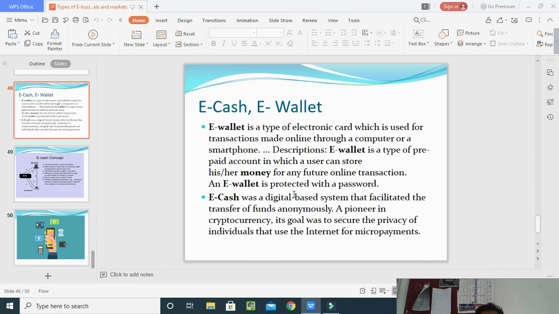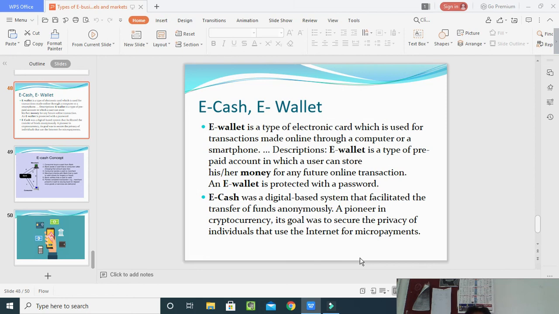See, eCash was a digital based system that facilitated the transfer of funds anonymously, a pioneer in cryptocurrency. Its goal was to secure the privacy of individuals that use the internet for micro payments. See, eCash is a payment where the privacy of the individuals will be there on the internet, and he will pay the payment as micro payments. Whereas coming to the e-wallet, it is a type of electronic card which is used for transactions made online through a computer or a smartphone.